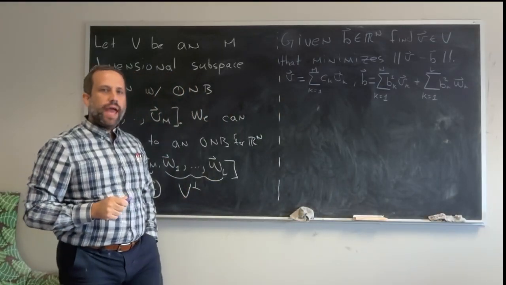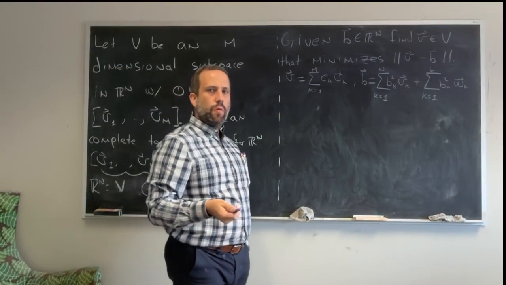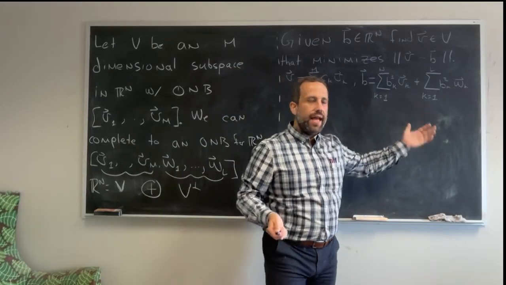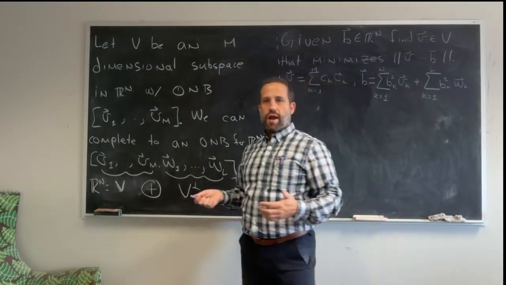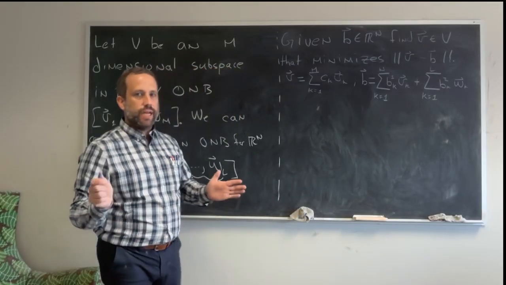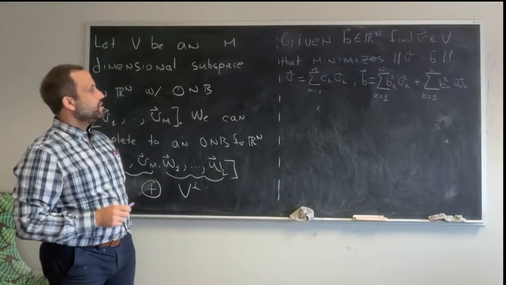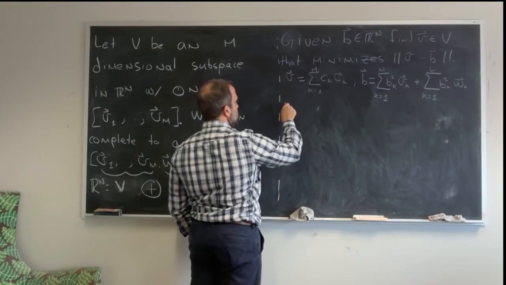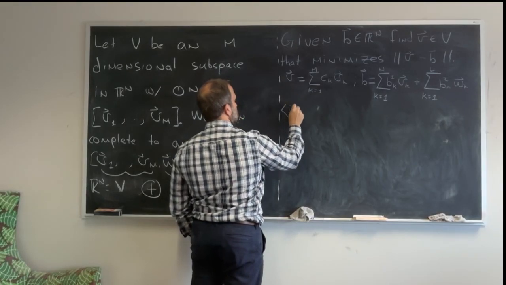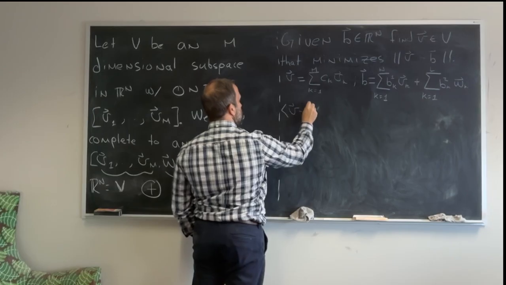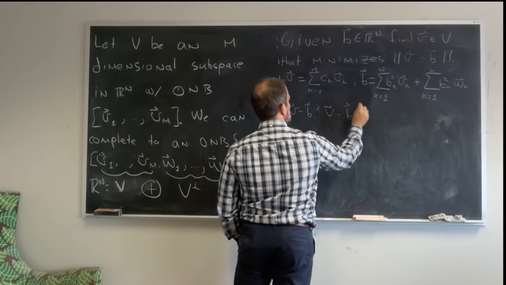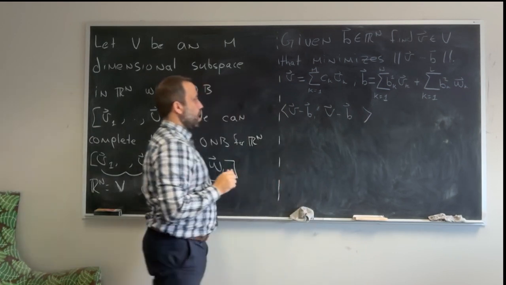Since it's an orthonormal basis, we know that bk1 is the inner product of b with vk, and bk2 is the inner product of b with wk. That's not so important right now, though. Now what we want to do is measure the difference between v and b. We're going to do this by looking at the inner product of v minus b with itself.